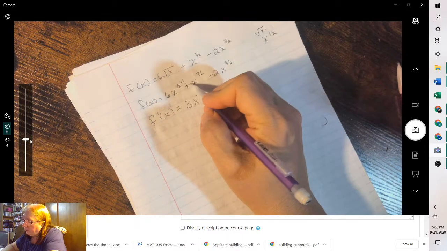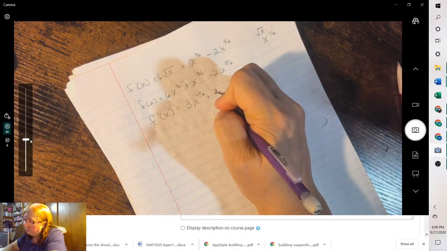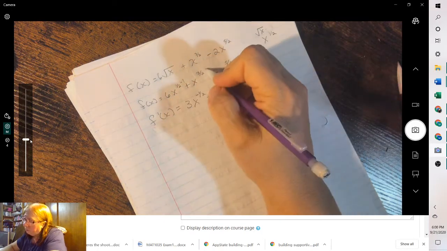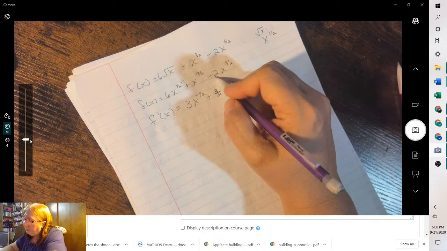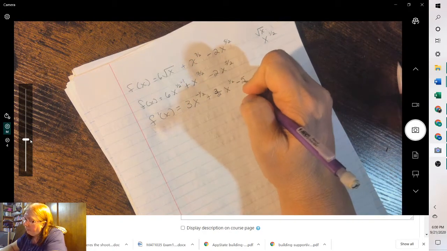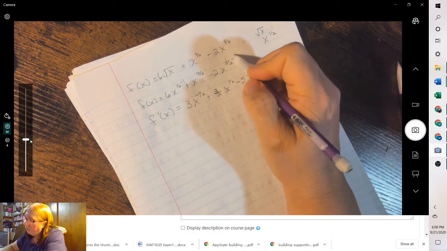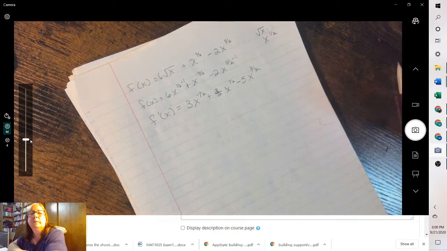Next one, bringing the 3/2 down, we have 3/2 x, subtracting 1, we get 1/2. Negative 2 times 5/2, the 2's cancel and leave a negative 5 x, when we subtract 1, we have 3/2. And that'll be your answer.